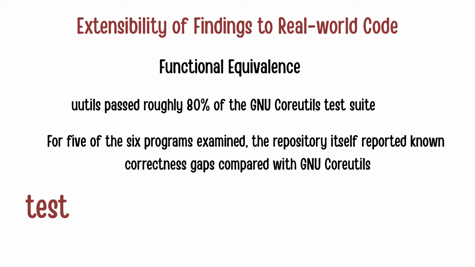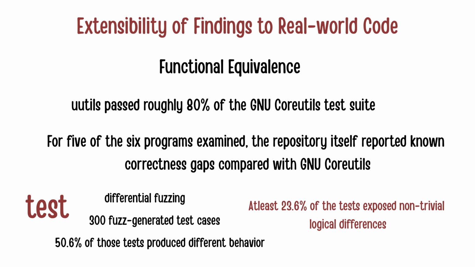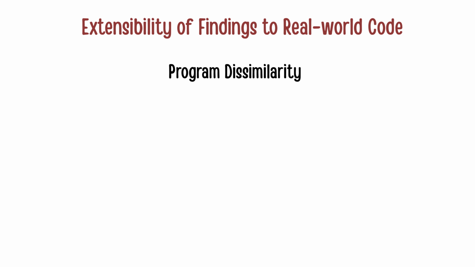But the authors went one step further. They performed differential fuzzing between the Rust and GNU-C versions of Test. They sampled 300 fuzz-generated test cases, and approximately 50.6% of those tests produced different behavior. After investigating those differences, the authors found that at least 23.6% of the tests exposed non-trivial logical differences. More specifically, about 2.3% produced different return codes, and around 21.3% produced semantically different error messages. Interestingly, they found no I/O encoding errors or runtime safety aborts in this particular experiment. There is another striking similarity.